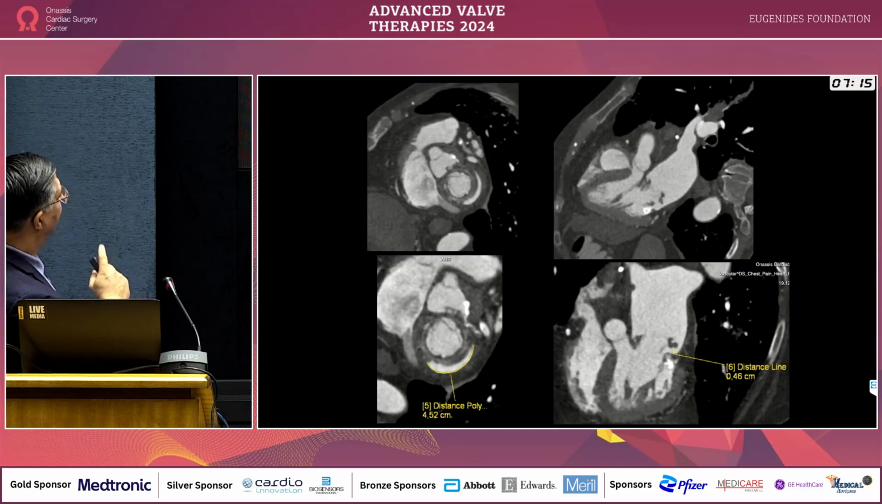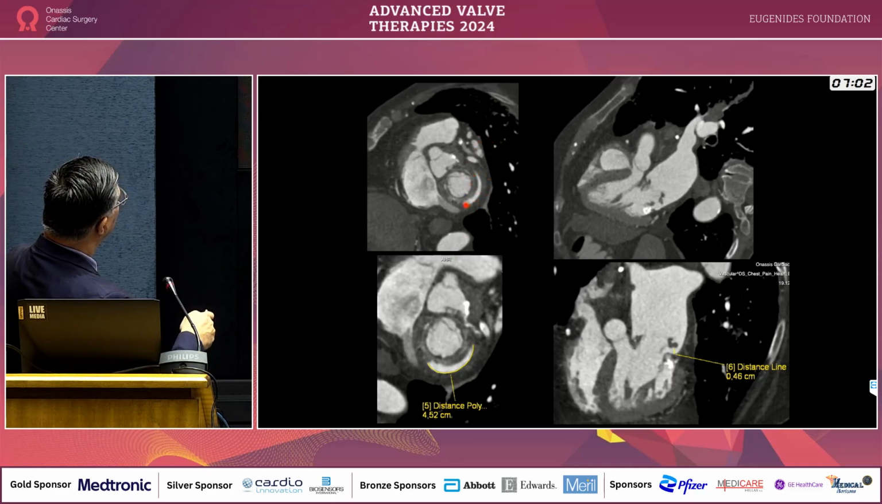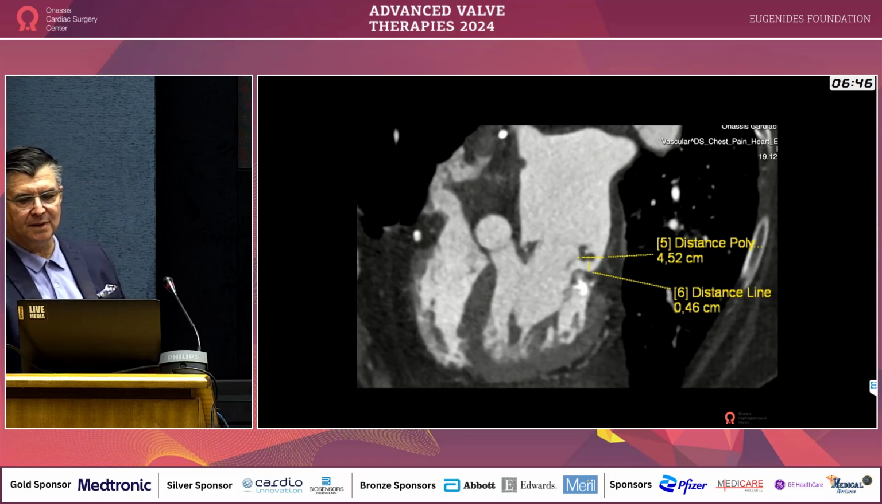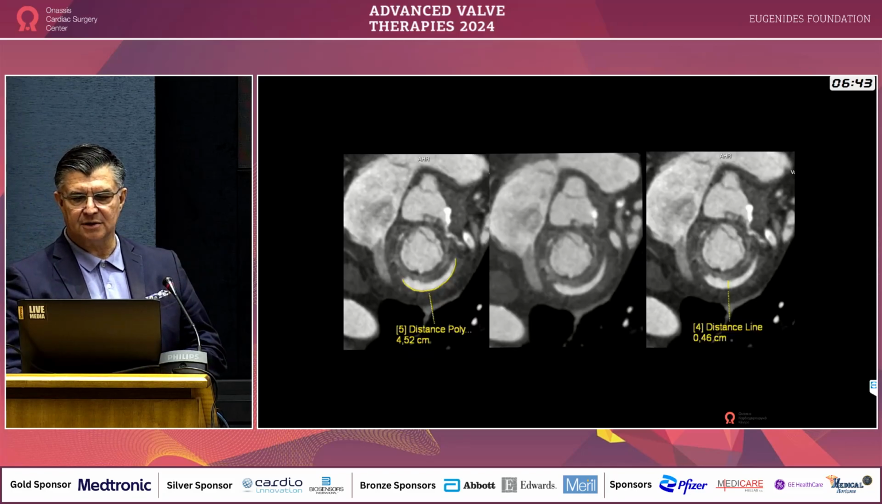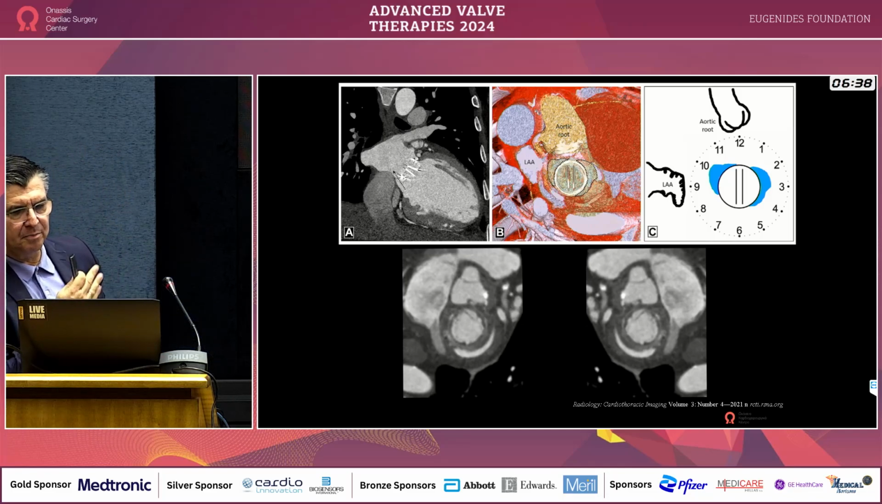Okay? That same patient in views that took some time to perform and construct. You see this crescent-shaped white area? This is the PVL. And this here is the prosthetic valve. This here shouldn't be there. Again, we can perform measurements in double oblique images. Same here, same here.